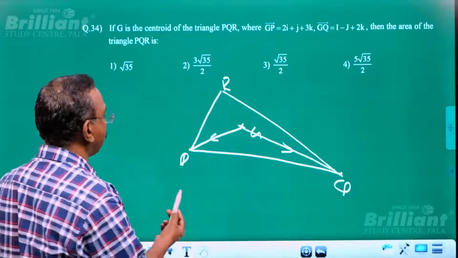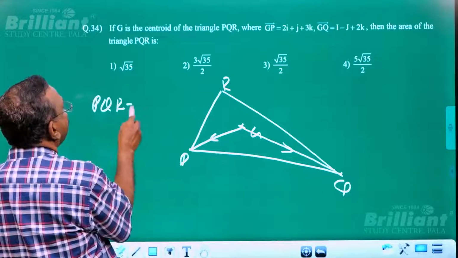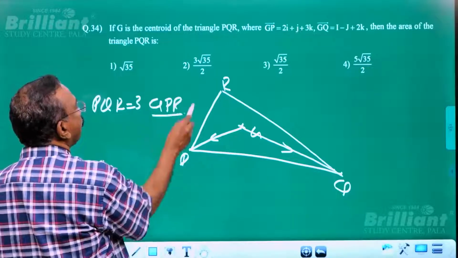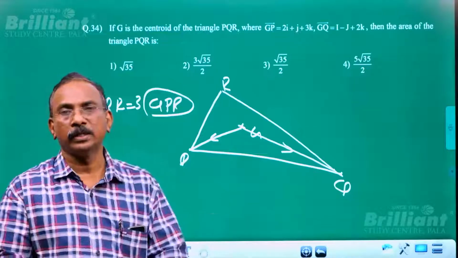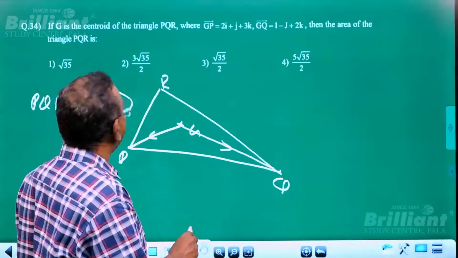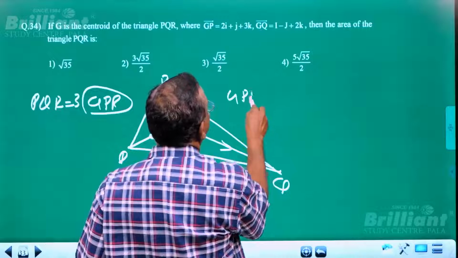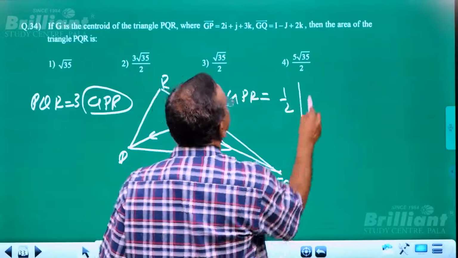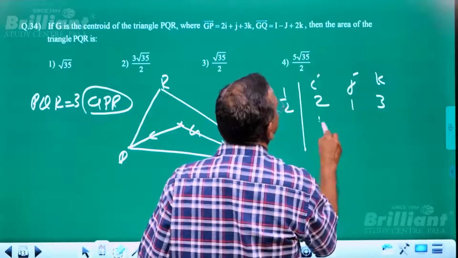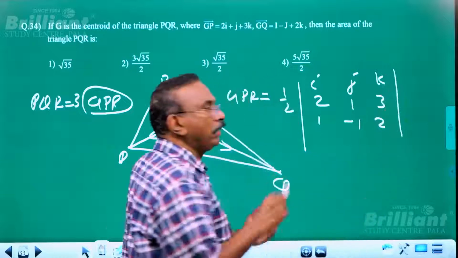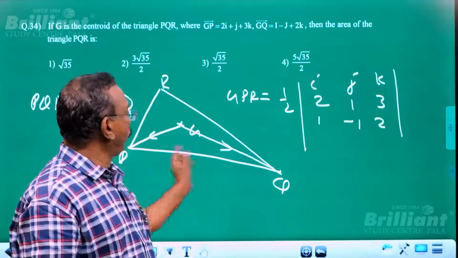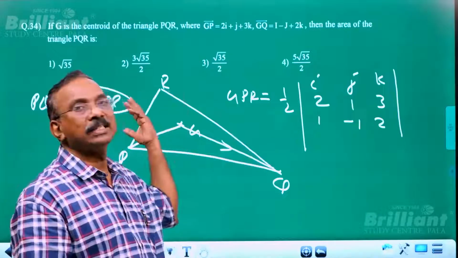You already discussed that the area of PQR is 3 times the area of GPQ. So you just find the area of GPQ and multiply by 3 to get the required answer. How to find the area of GPQ? Because the vector form is given, the area of GPQ is equal to 1/2 the determinant with i, j, k, then 2, 1, 3, and 1, minus 1, 2. After finding the vector, finding the magnitude will give the area of GPQ. After we multiply by 3, it will give the exact area of PQR.